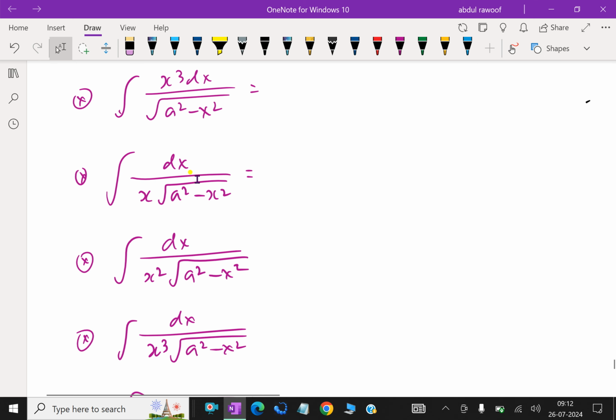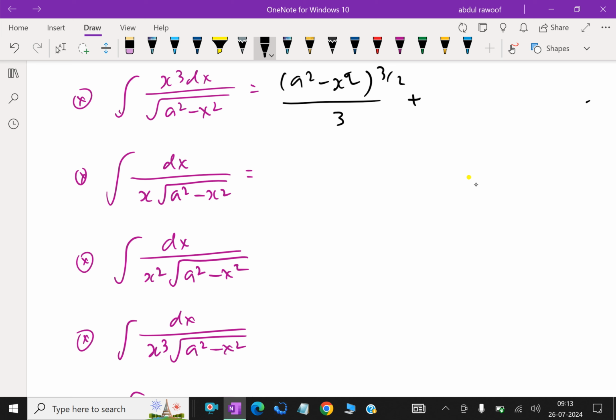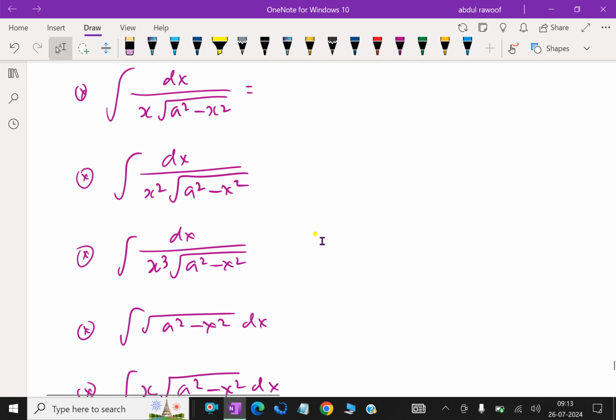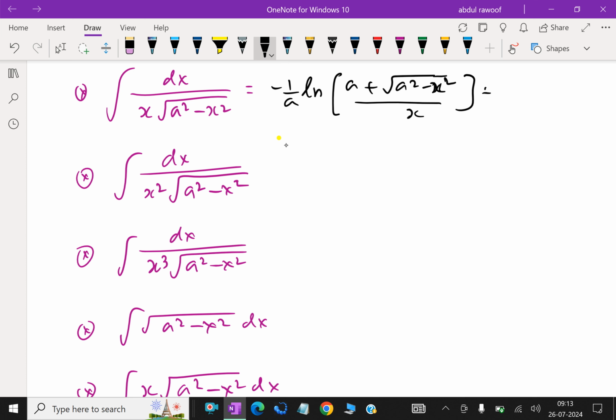Next one, integral x cube dx over square root of a square minus x square, which is a square minus x square to the power 3 by 2 over 3, minus a square square root of a square minus x square plus c. Next one, integral dx over x into square root of a square minus x square, which is minus 1 over a ln of a plus square root of a square minus x square over x plus c.